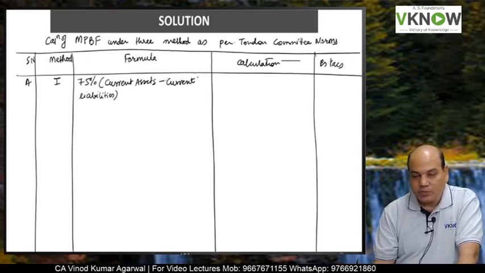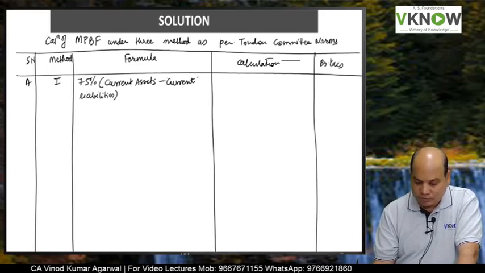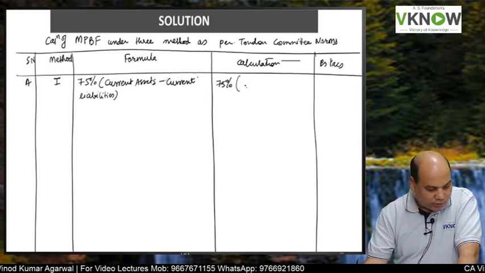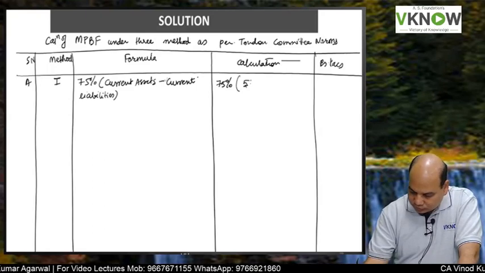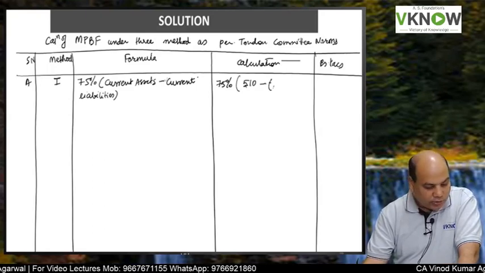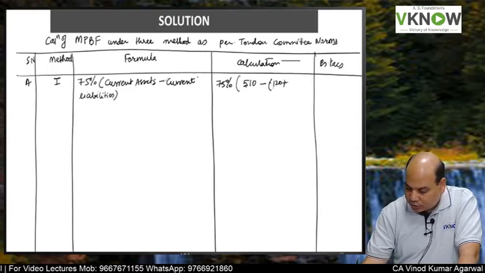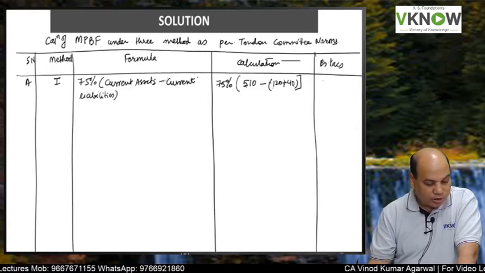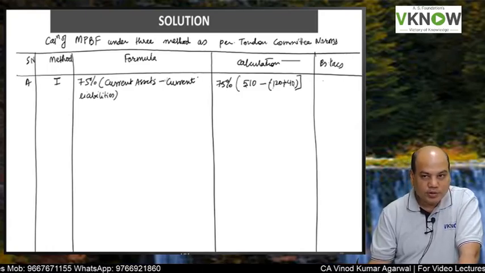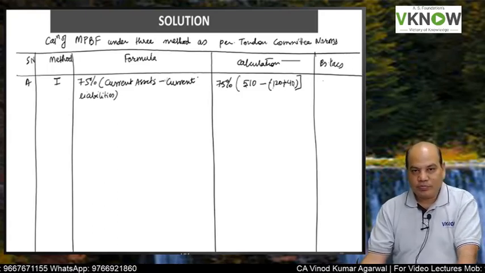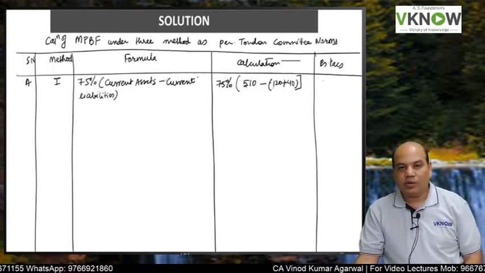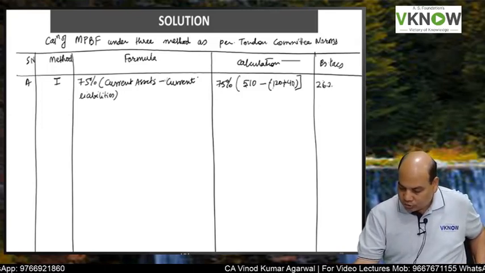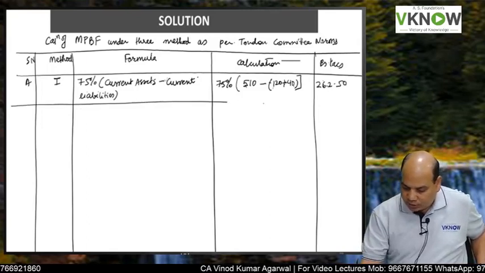So formula is 75% into bracket current asset minus current liabilities. So 75% I will take, current asset I will take 510, and current liabilities I am going to take only the first and the second one, 120 and 40, 160. I will not take that bank borrowing. My objective is to find out how much should be the bank borrowing. So that means I will take current liability other than bank borrowing. Final answer 262.50. Very good.